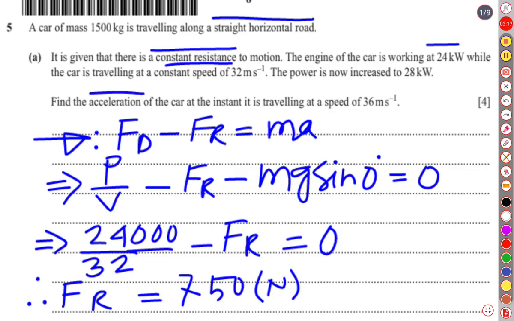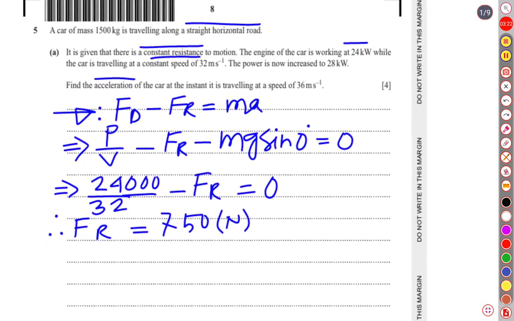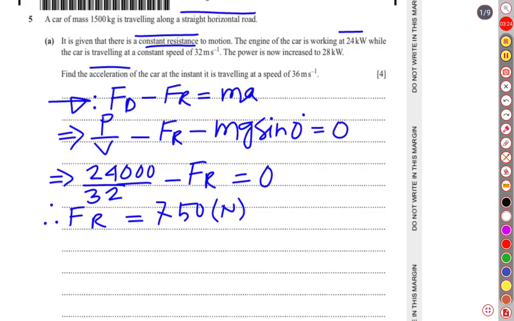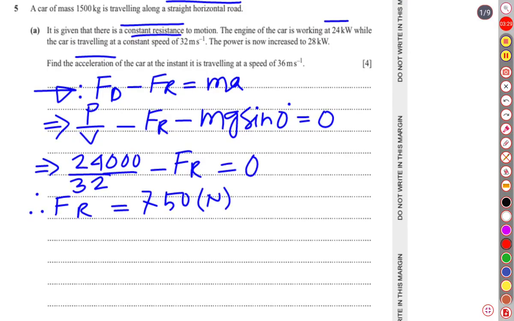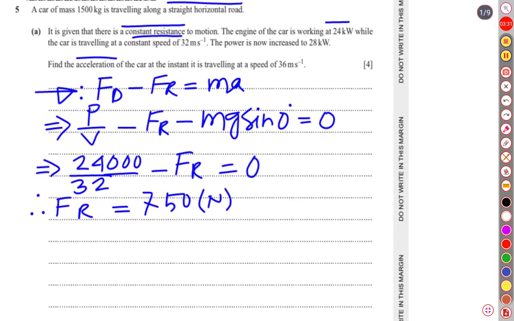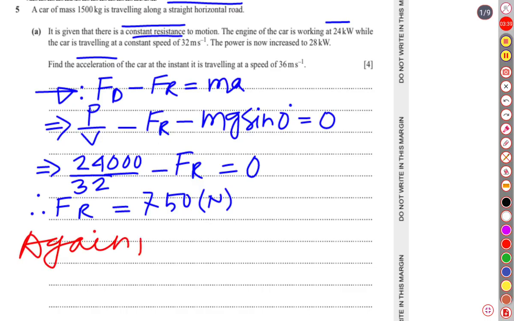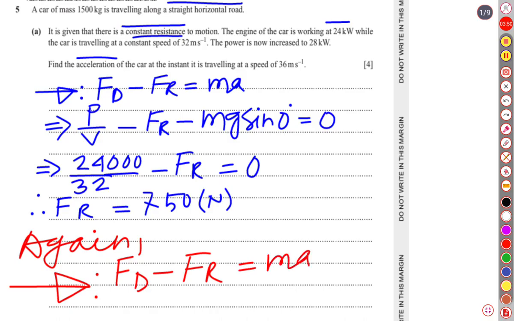Then they have told us to find the acceleration. Now we are going to find the acceleration. Let us write again the same concept, and it is moving horizontally forward. Driving force minus resistance to motion is equal to mass into acceleration.